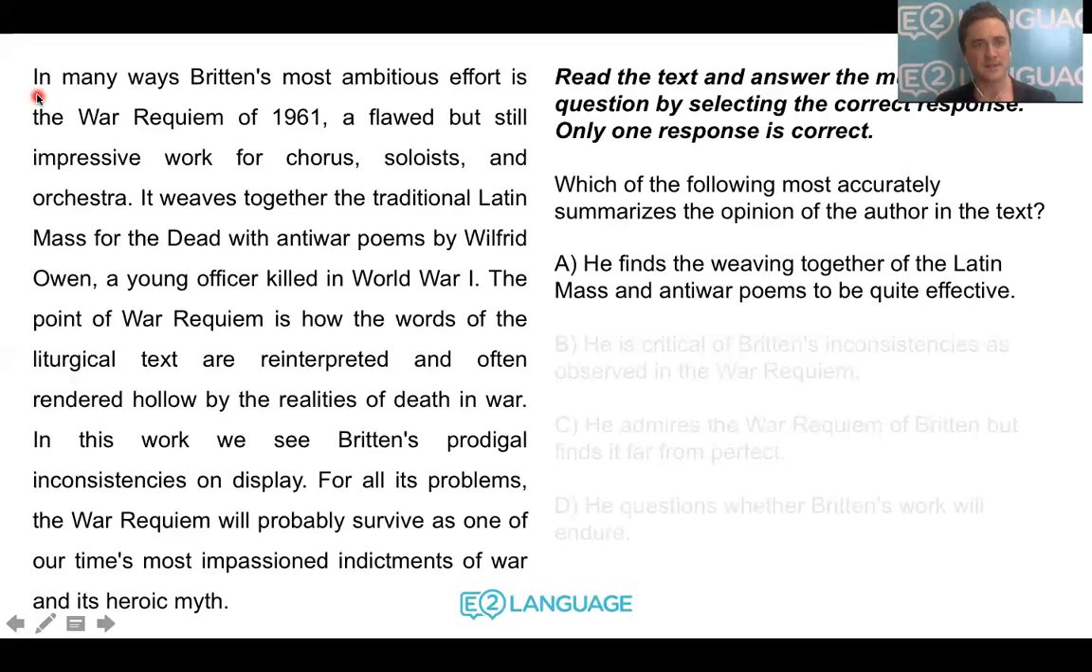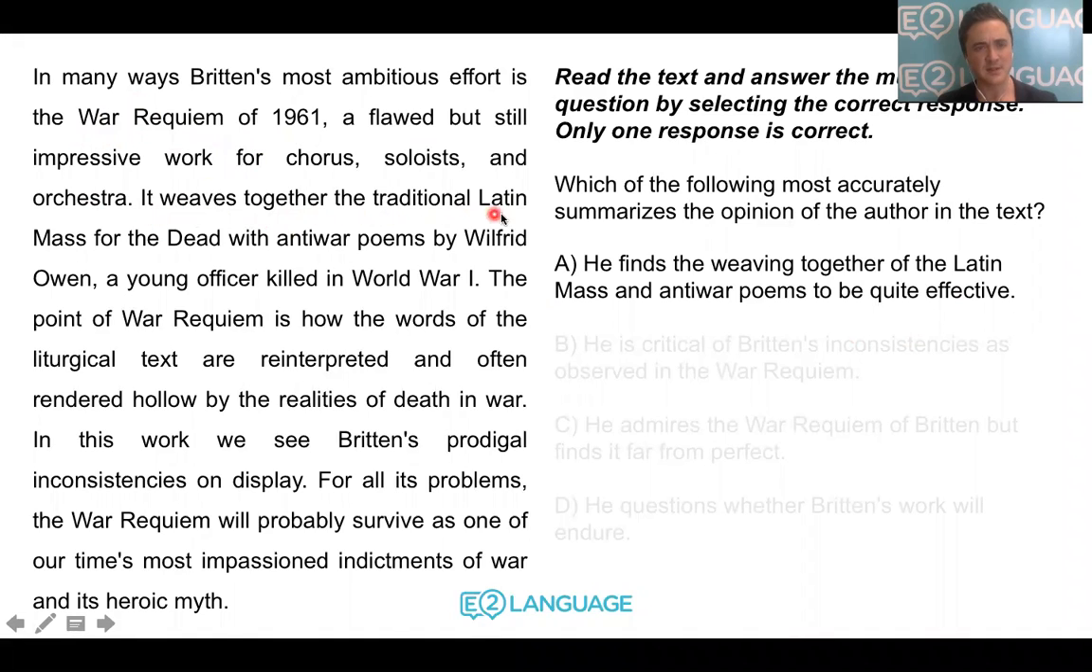Okay, so let's read the first sentence. Let's find, first of all, Latin Mass. Here it is here, Latin Mass. Okay, in many ways, Britain's most ambitious effort is the War Requiem of 1961, a flawed but still impressive work for chorus, soloists, and orchestra. Okay, that's fine, but he's not talking about the Latin Mass yet. He's talking about the War Requiem.